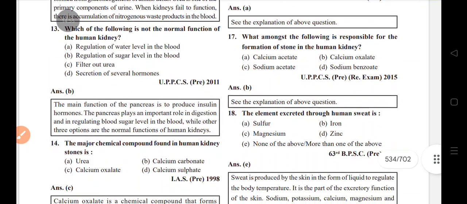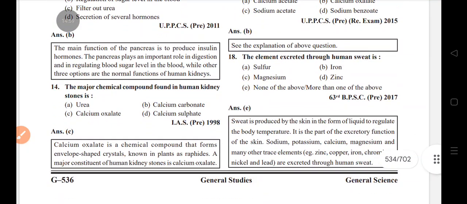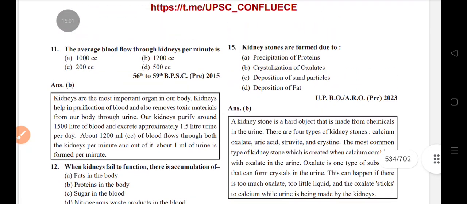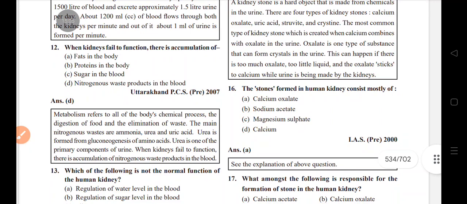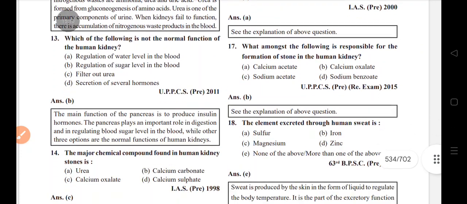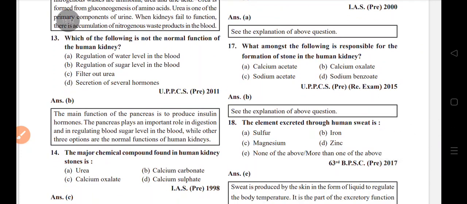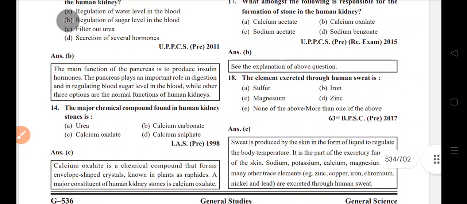The major chemical compound found in human kidney stones is calcium oxalate. Kidney stones are formed due to crystallization of oxalate. Stones formed in the human kidney consist mostly of calcium oxalate, responsible for formation of stones. Which elements are excreted from human sweat? Sodium, potassium, calcium, magnesium, and many other traces: zinc, copper, iron, chromium.